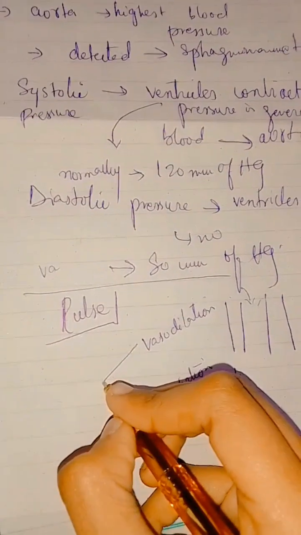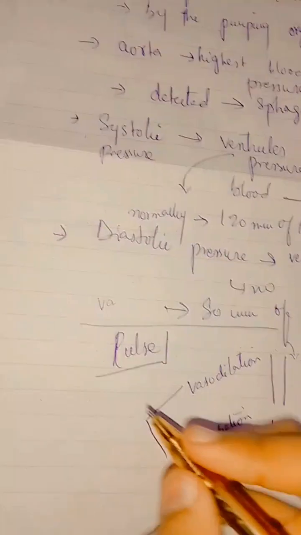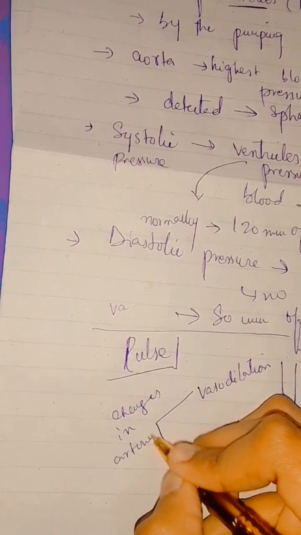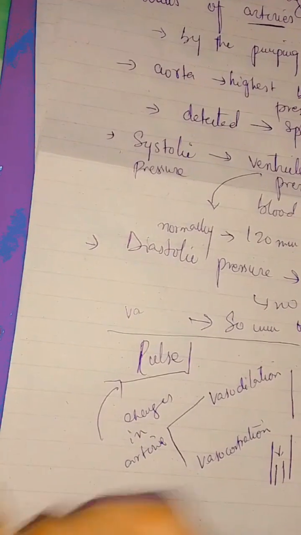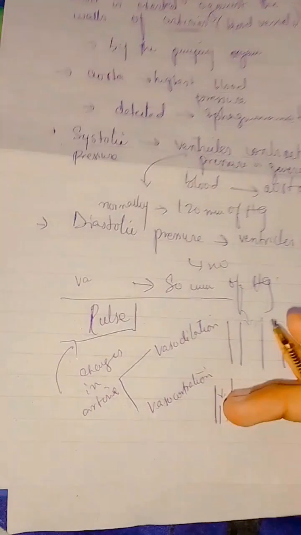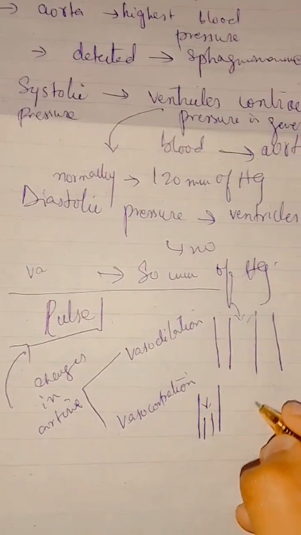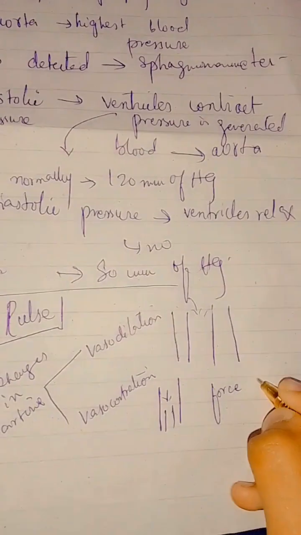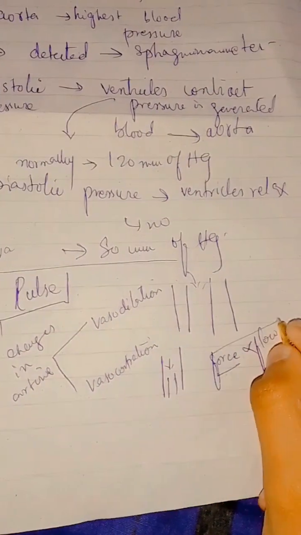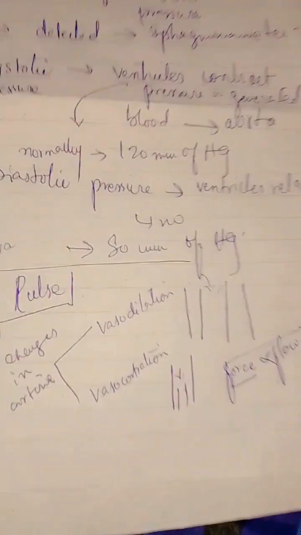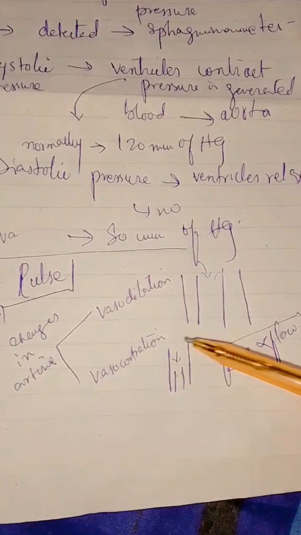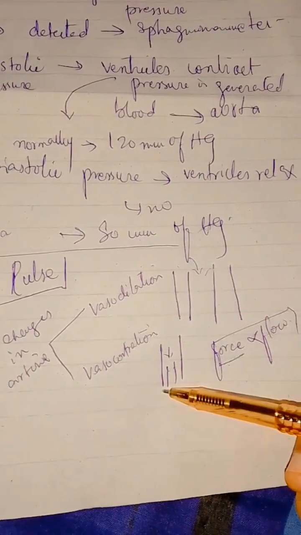So that change in the arteries, vasodilation and vasoconstriction, is known as the pulse. As the pressure increases, the force increases, so the flow of blood will increase. They are directly proportional to each other. When the force is increased, the flow increases; when the pressure is reduced, the flow is reduced.